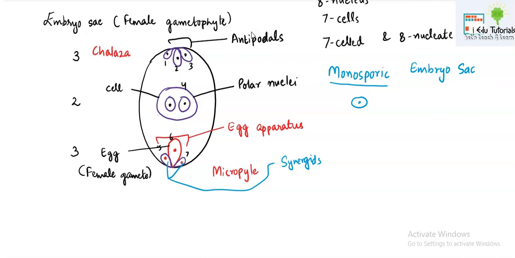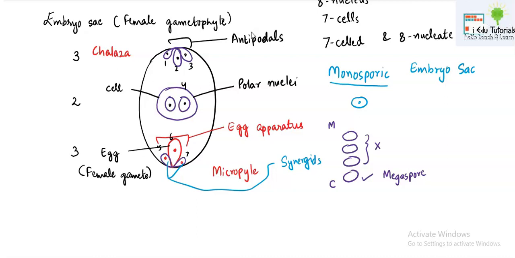Now you have already seen that through megasporogenesis, 4 megaspores were formed. This was the micropylar end, this was the chalazal end. All these 3 megaspores degenerated and only the chalazal one was functional. So only one was functional. And this embryo sac actually developed from only 1 megaspore at the chalazal end, right?